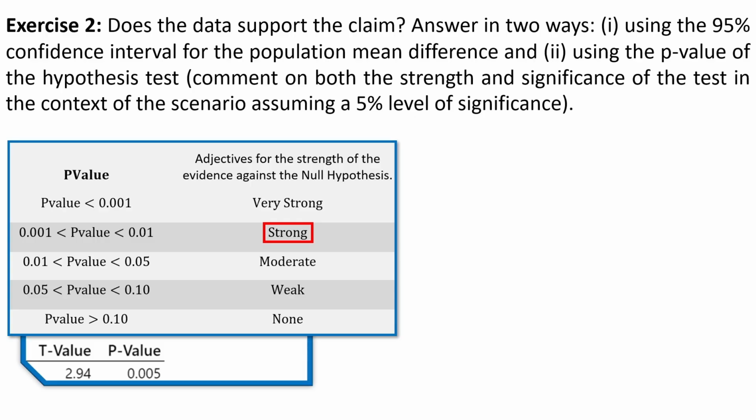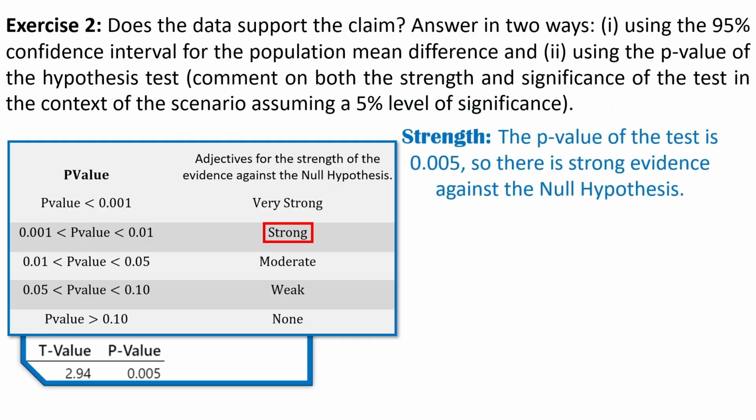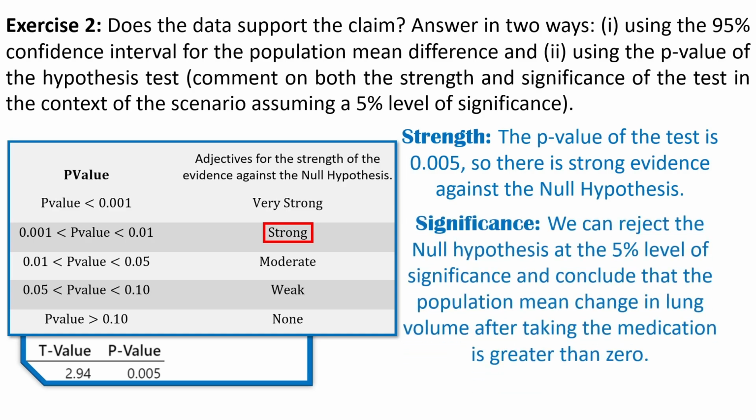In terms of strength and significance, we're testing at 5%. Here the strength is, the p-value of the test is 0.005. And so looking at our table with adjectives, we can see there's strong evidence against the null hypothesis in this case. And then the significance: we can reject the null hypothesis at the 5% level of significance and conclude that the population mean change in lung volume after taking the medication is greater than 0. In other words, the medication is effective in increasing lung volume on average.